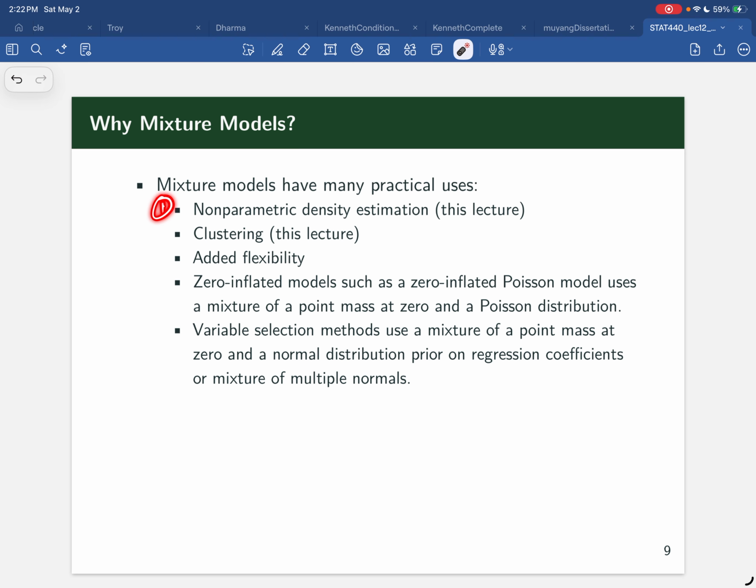So mixture models are flexible. We're going to do two cool things. We're going to do non-parametric density estimation. We're going to do clustering, and that is what we will do in videos to come.